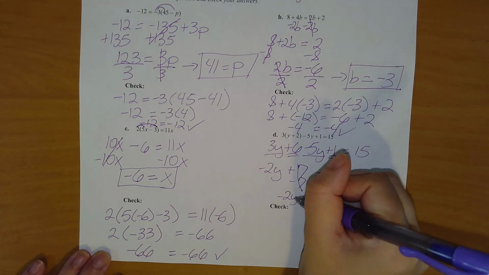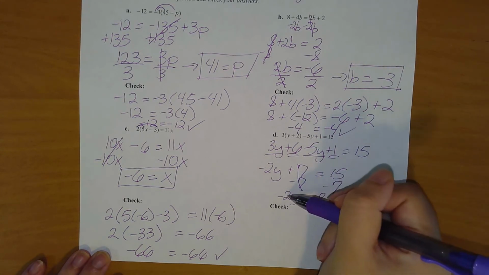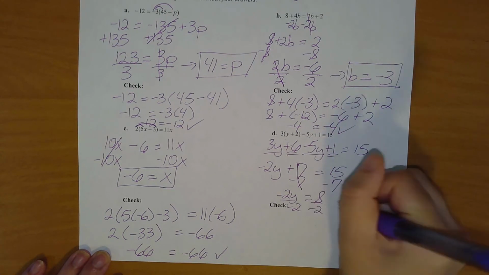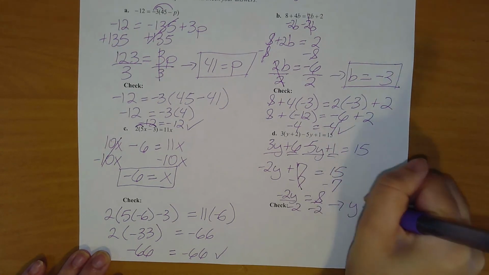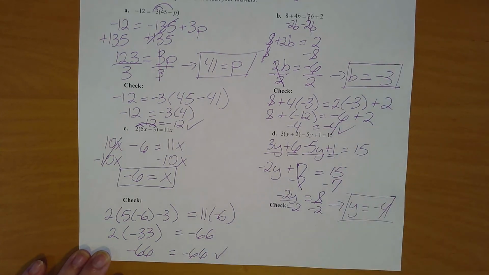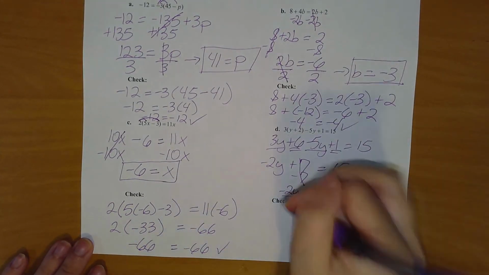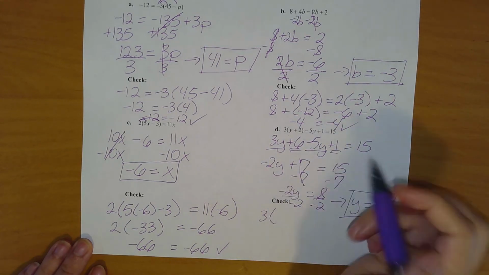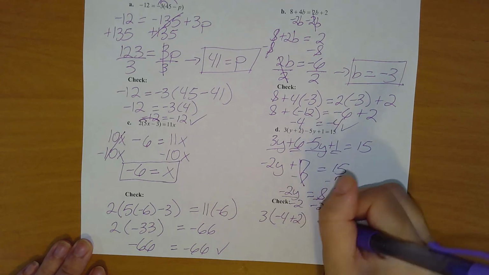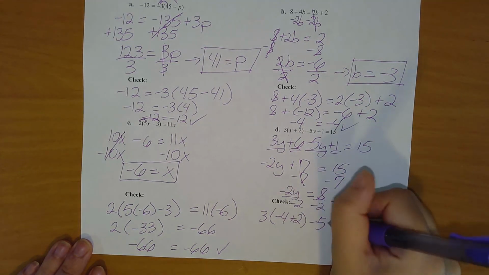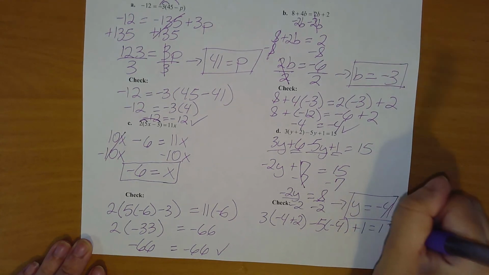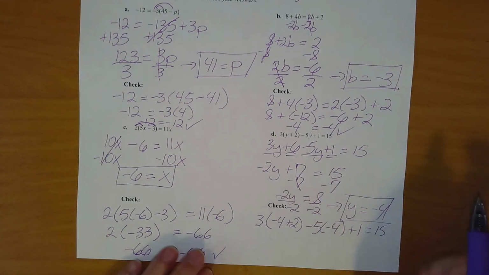Then to get the y by itself, all I need to do is get rid of the negative 2. It's multiplied, so I'm going to divide by negative 2 on both sides to get y equals negative 4. And we're done. If you'd like to check it, you're welcome to do so. We'd have 3 times y plus 2, so that would be negative 4 plus 2, minus 5y, so minus 5 times negative 4, plus 1, and we're going to see does it actually equal 15.